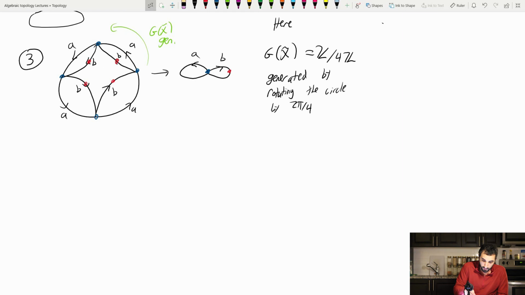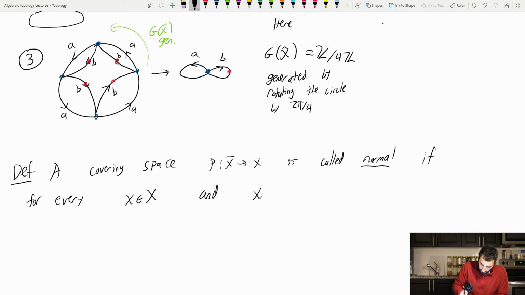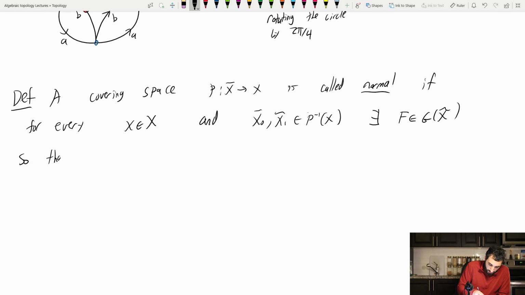So for this last little thread of this class, we're going to discuss a special feature a covering space could have. Here's a definition. A covering space p from X twiddle to X is called normal if for every x in the base space and two points, x0 twiddle and x1 twiddle in the lift, so this is p inverse of x, there exists a deck transformation taking x0 twiddle to x1 twiddle. That is, f of x0 twiddle is x1 twiddle.